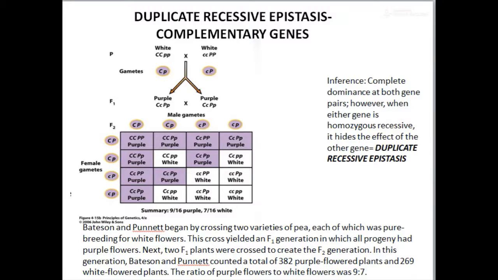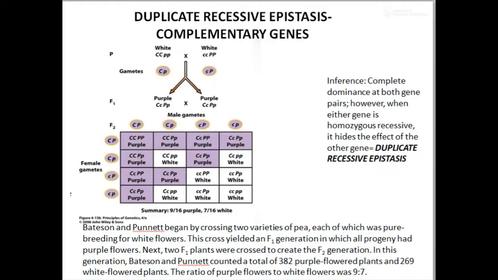In this case, we cross two varieties of pea whose flowers are white in color. These white-flowered pea varieties can occur in two different forms, either capital C, small p, or small c, capital P, and capital P. These two pure breeding varieties are crossed together, and we always get a hybrid in the F1 which bears purple flowers.